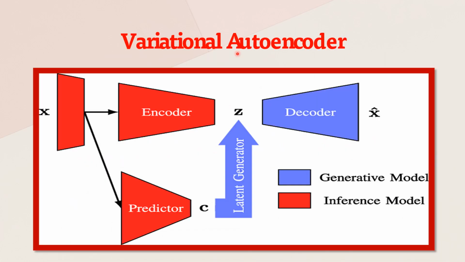Now next comes the variational autoencoder. This variational autoencoder is a powerful machine learning technique that combines the strengths of autoencoders, which are a type of neural network, and Bayesian methods. It's like using a magician's hat to create a visually appealing and informative representation of your business data. These autoencoders are neural networks that learn to compress complex data into a lower dimensional representation, such as a latent space.